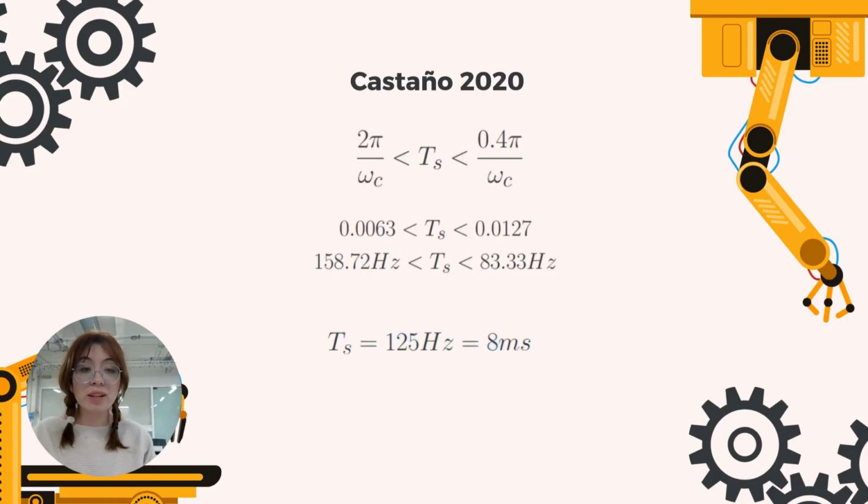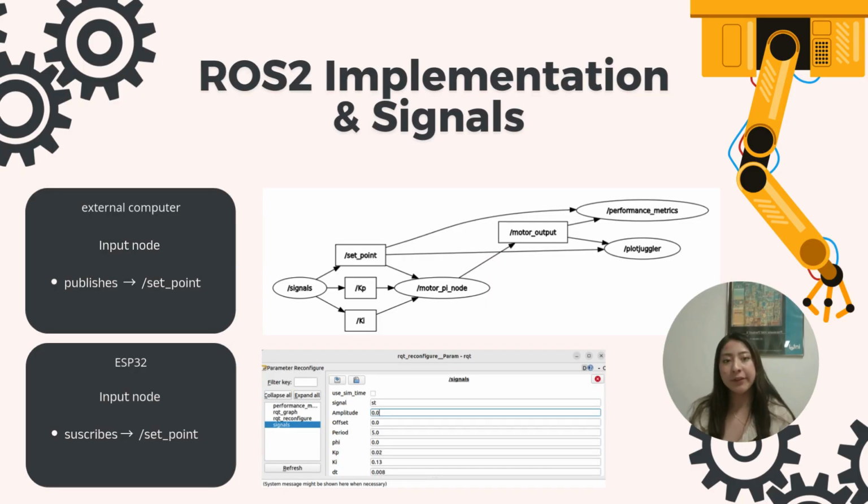For the sampling frequency, we apply the Castaño 2020 criterion, which is based on the system settling time, which gave us a valid range from 83.3 Hz to 158.7 Hz, and we selected 125 Hz. We implemented an anti-windup mechanism where the integrator only accumulates when the control output is within the valid range, preventing integral wind-up during saturation. The controller was implemented within the ROS2 architecture.